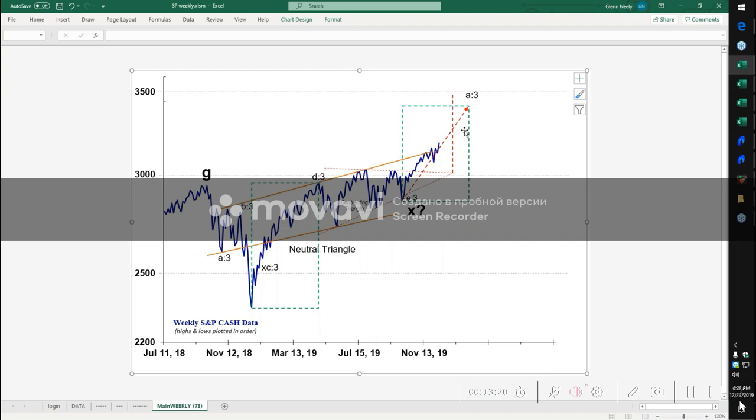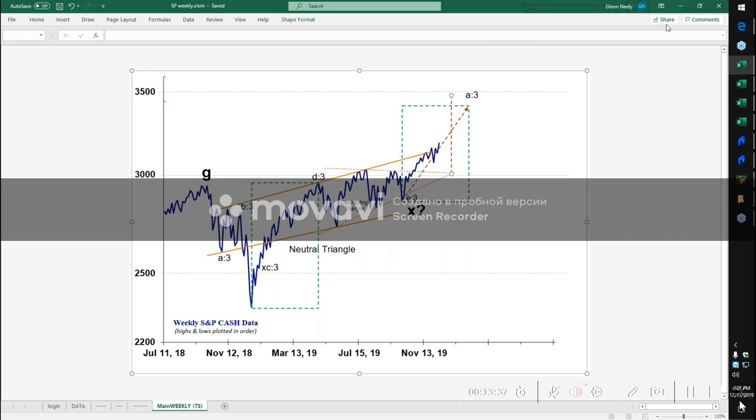I don't know if it's going to peak first, react, and then finish lower, or if it's going to peak, react, and go higher. I don't know. But there's a very good chance we're going to see some kind of nice reaction when the apex point of this triangle is met, which is right about there.